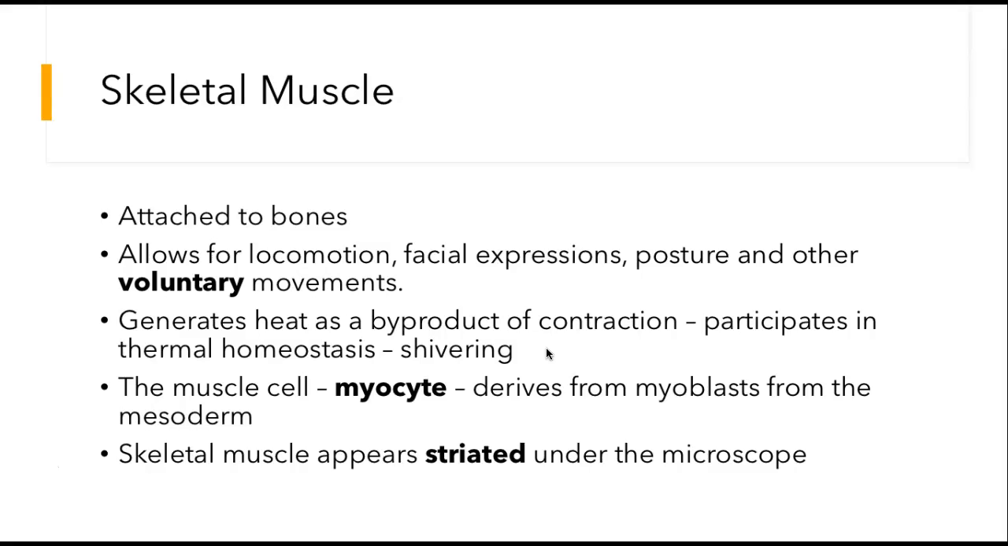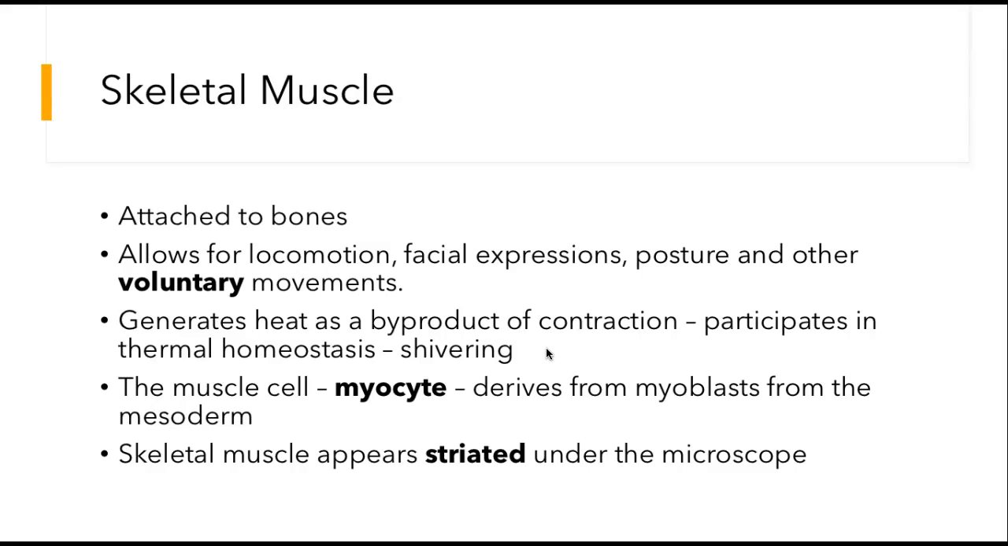Skeletal muscle is the muscle that is attached to bones. It allows for locomotion, facial expression, posture, and other sorts of voluntary movements. It also generates heat as a byproduct of contraction, so it participates in thermal homeostasis. That's shivering. Shivering is actually an involuntary movement that is associated with the skeletal muscle, and it happens when there's a perceived lower than normal body temperature, right? When you get cold, you just start shivering, and that's to warm your body up.